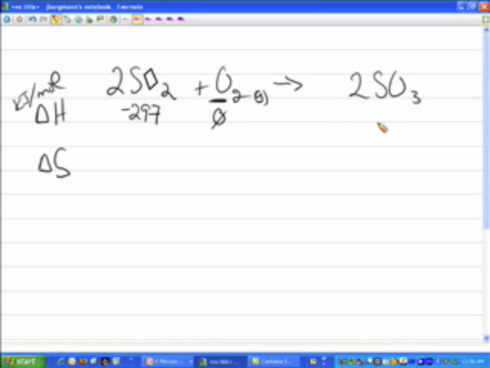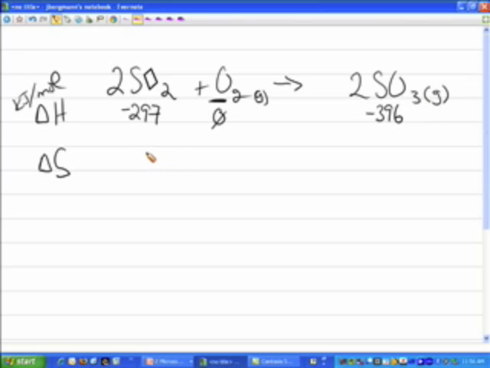And then the sulfur trioxide, SO3 gas, is negative 396. In this problem the states don't matter because these are always gases. But sometimes, be careful. If it says water gas or water liquid, they're going to have different values for delta H.